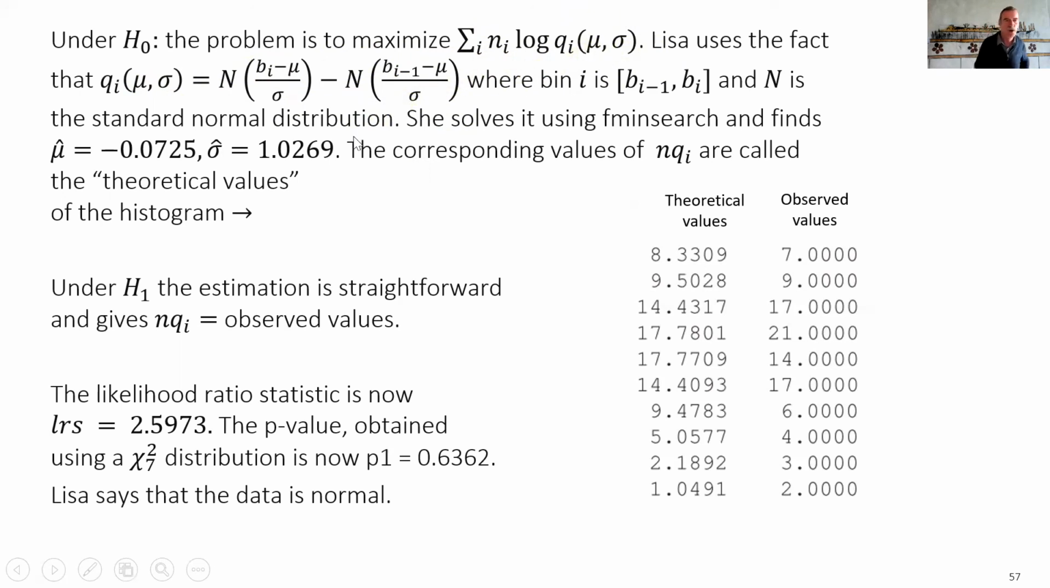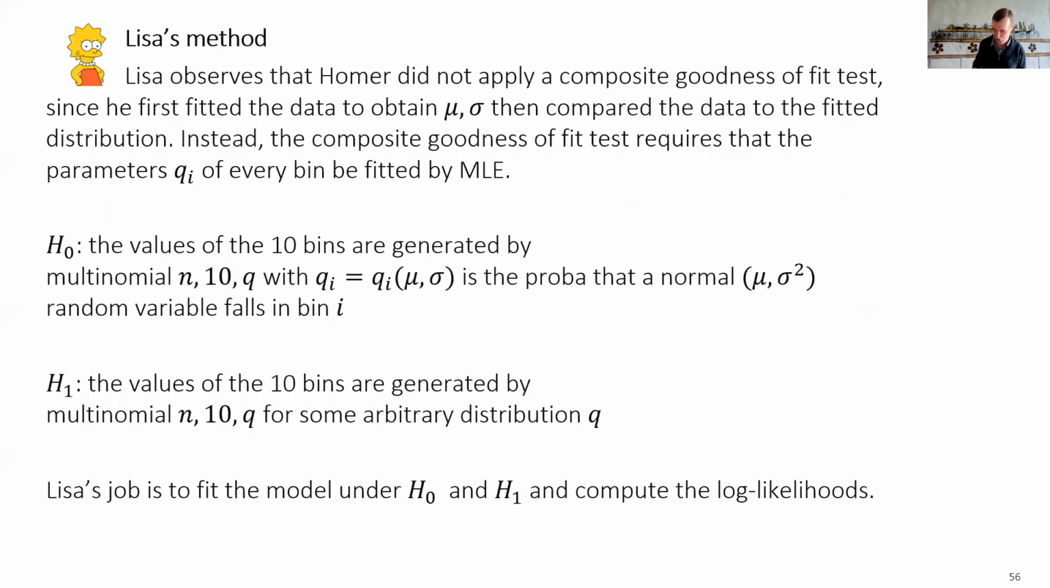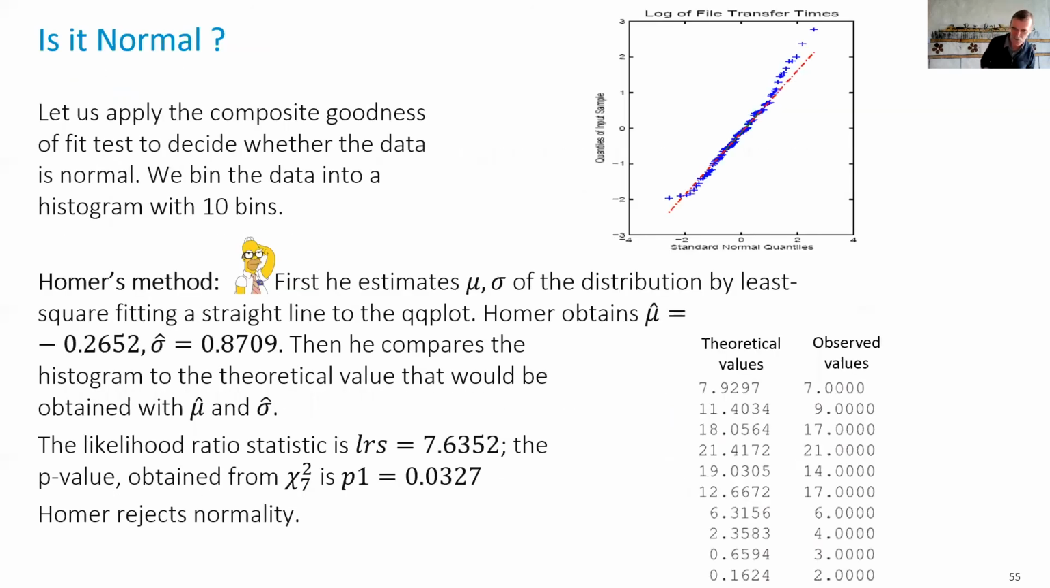So in general, brute force optimization works for small dimensional problems. This is what Lisa did. She asked MATLAB with fminsearch to find the optimum of this, and she found those values here. So she did the same thing as Homer pretended to do, but she did it right by taking the Qi from the log likelihood optimization. And you see the values are slightly different here. The values of the bins are for some very different from the values obtained by Homer.